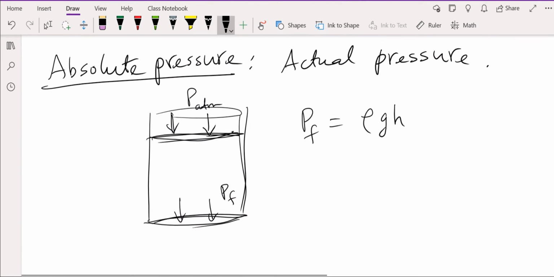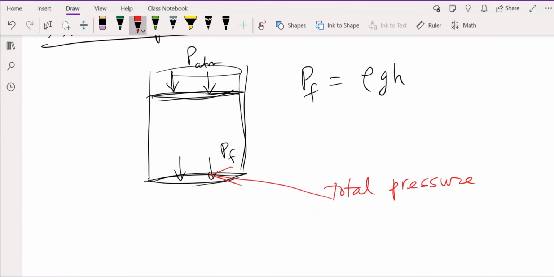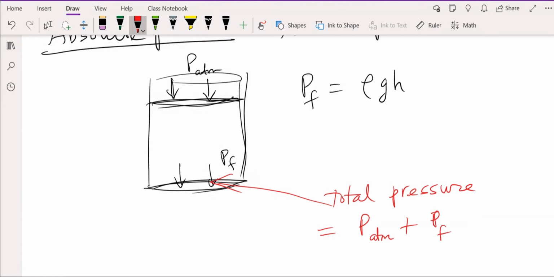So what is the total pressure down here? Is pressure atmospheric plus pressure of the fluid. Did it make sense? You understand this part clearly? Yeah.